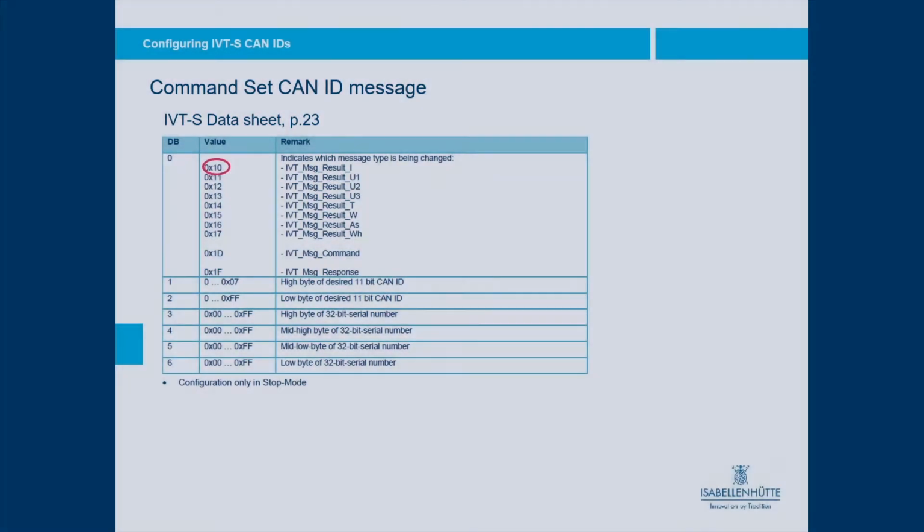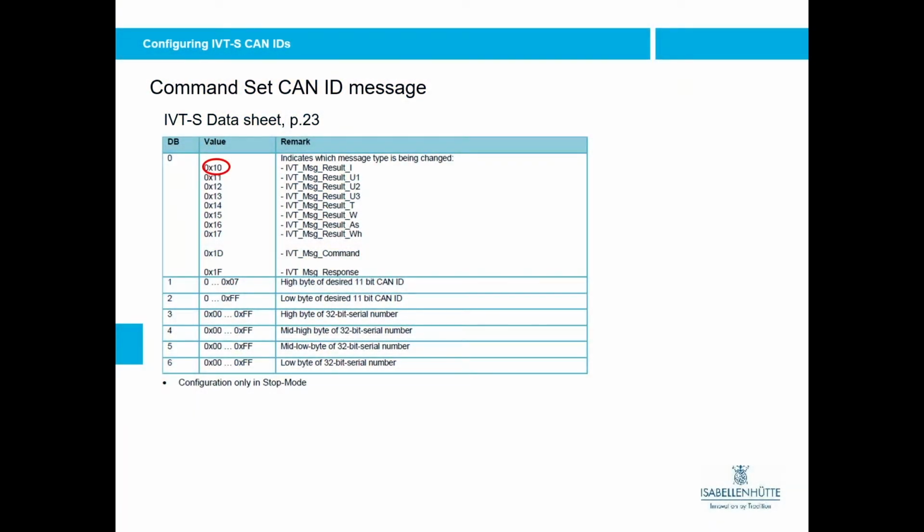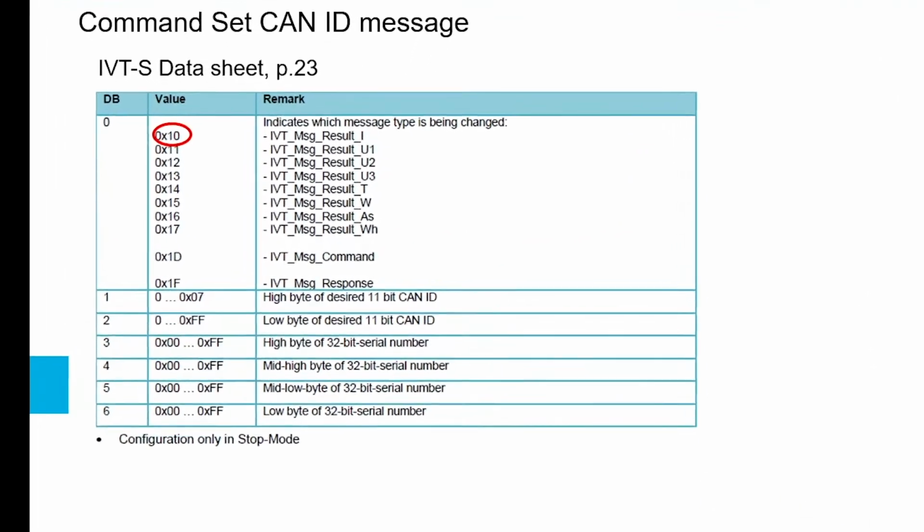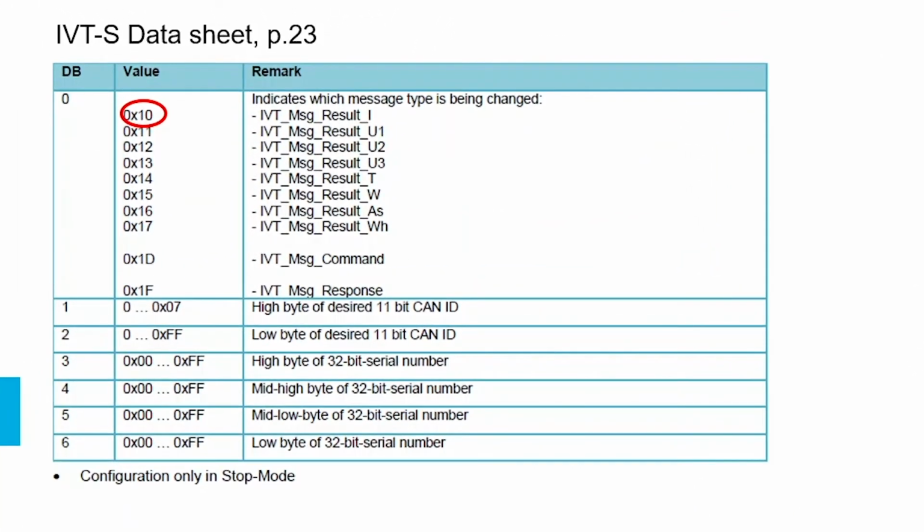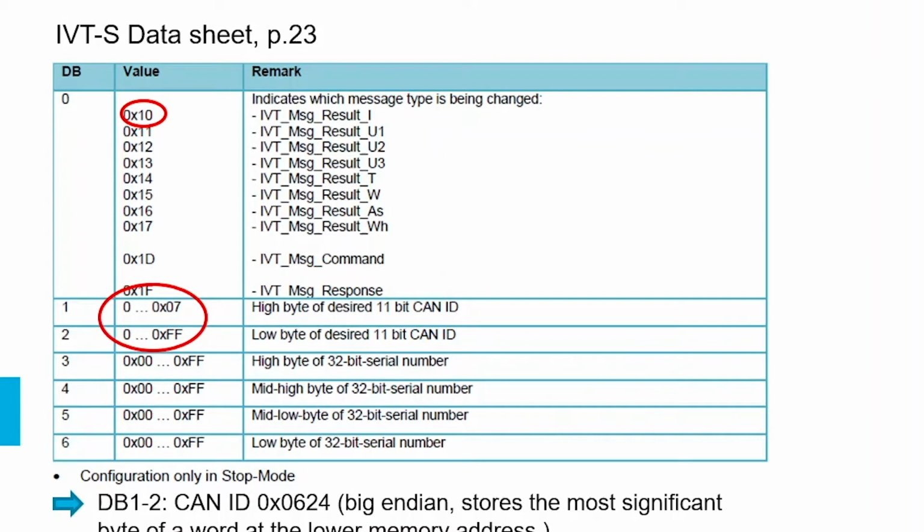Now we would like to configure the command set CAN ID message. This procedure can also be found in the IVT-S datasheet on page 23. First, we will have to define data byte 0. And data byte 0 indicates which message type is going to be changed. As we want to change the result message I, we will have to set data byte 0 to 0x10. Second, we will have to define data bytes 1 and 2 to choose the CAN ID that we have selected for the current result message.